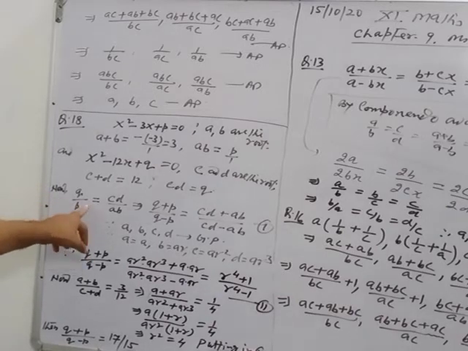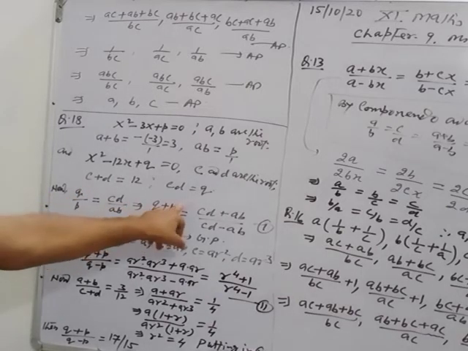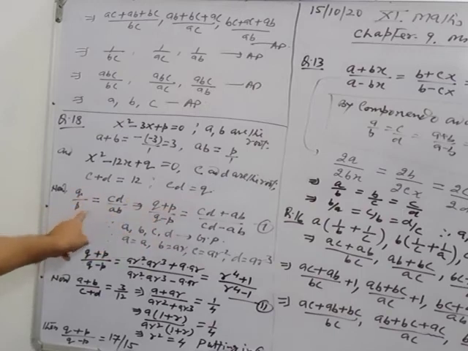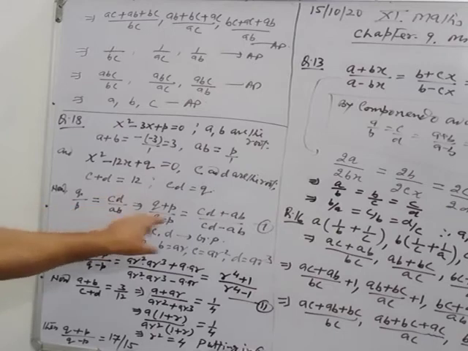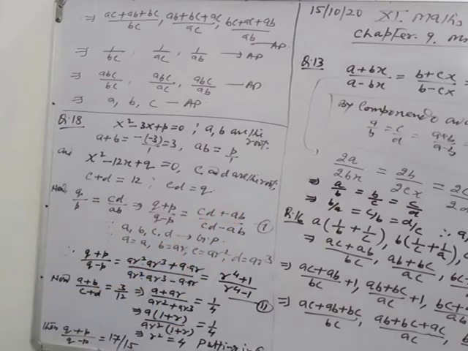Now apply componendo and dividendo on this ratio: numerator plus denominator written here, and numerator minus denominator. So q plus p and q minus p on this side, and on this side CD plus AB and CD minus AB. This is the rule of proportionality. You can apply numerator plus denominator upon numerator minus denominator on both sides. So q plus p upon q minus p is equal to CD plus AB upon CD minus AB.